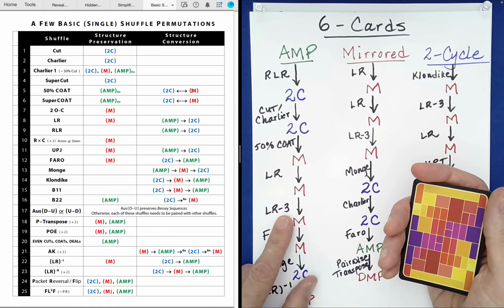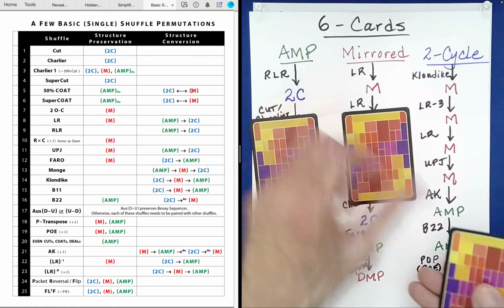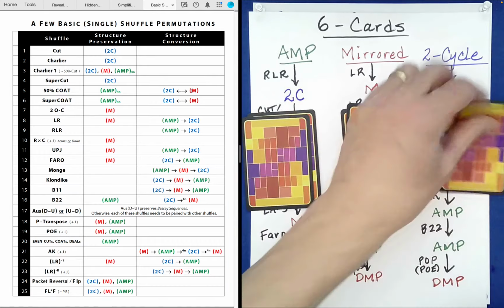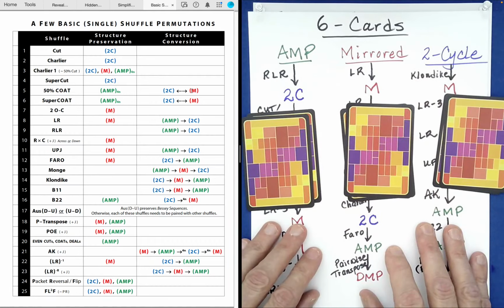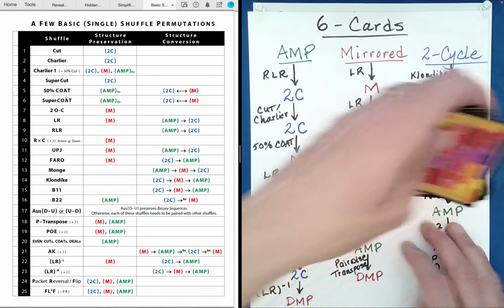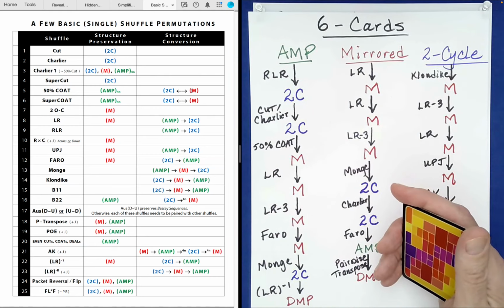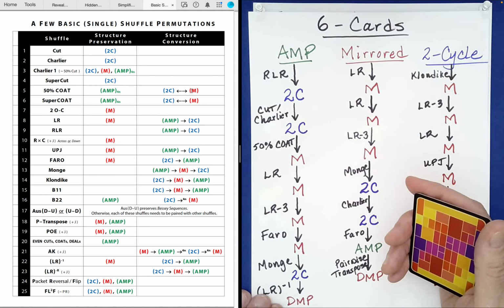Now, because the number 3 also divides evenly into 6, we can deal into 3 piles, like so, with random stacking from left to right or right to left. So let the spectator choose that. And you can repeat this LR3 as many times as you would like, or the spectator asks for.